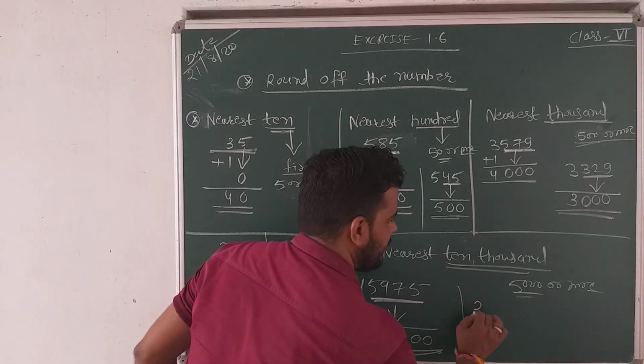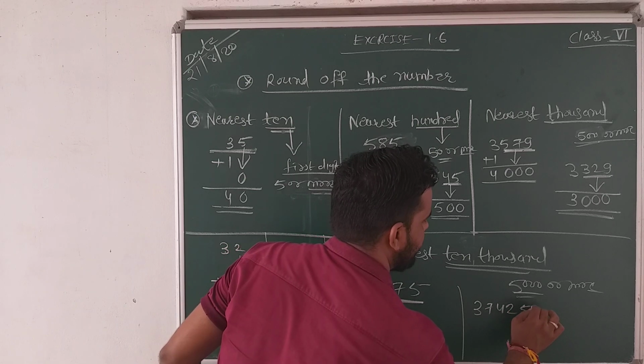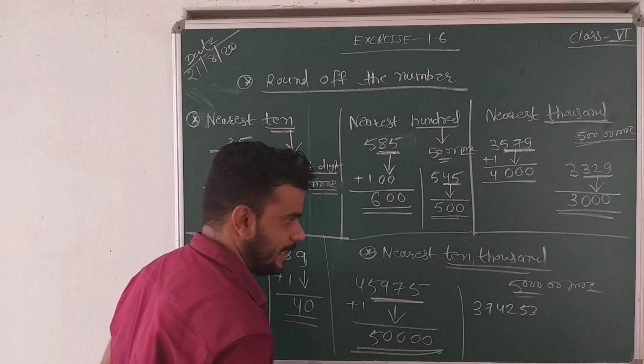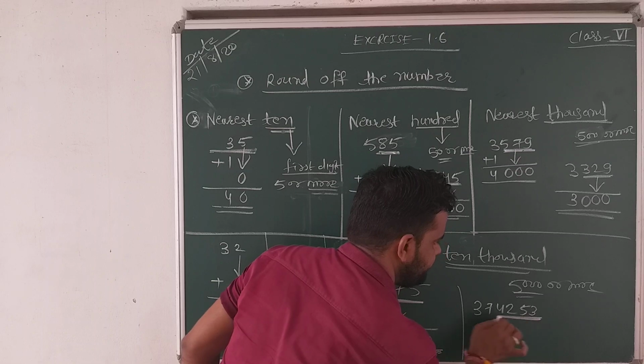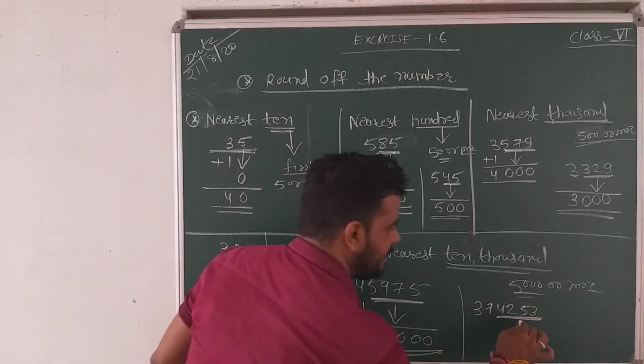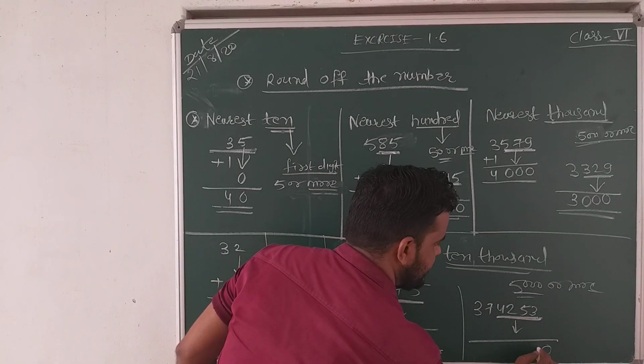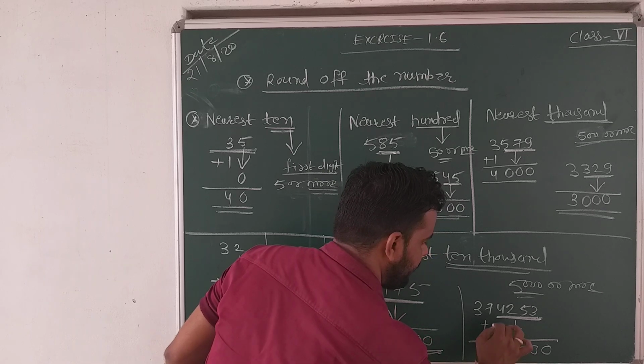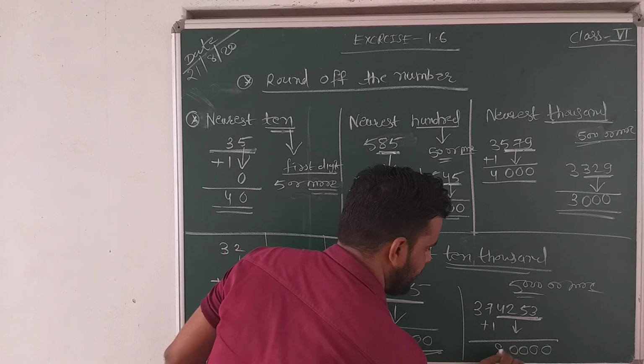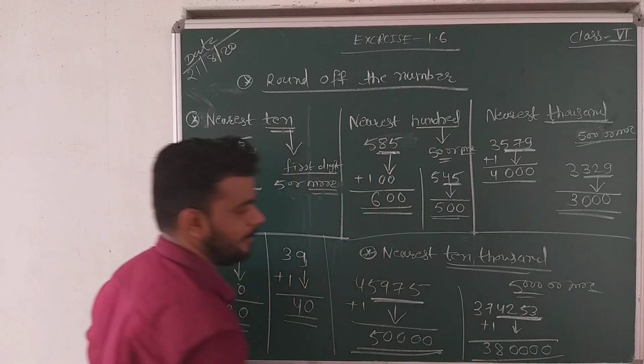Okay, next: 374251. Yeah, 3. Then the last four numbers are less than 5000, so directly we will add 0 0 0. In the front, we will add 1, so 7 plus 1 is 8, so the round up is 38.